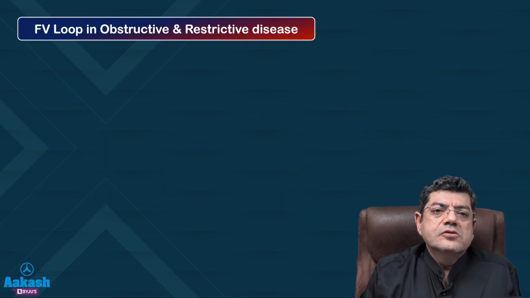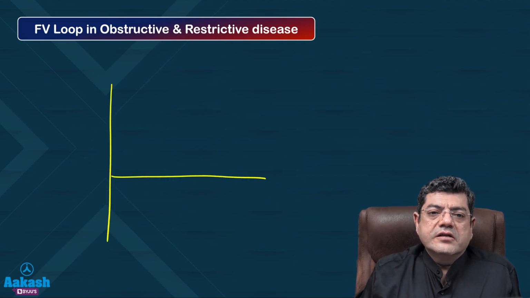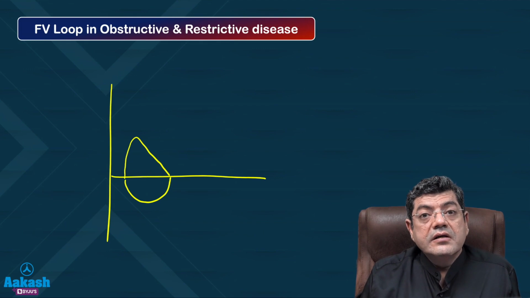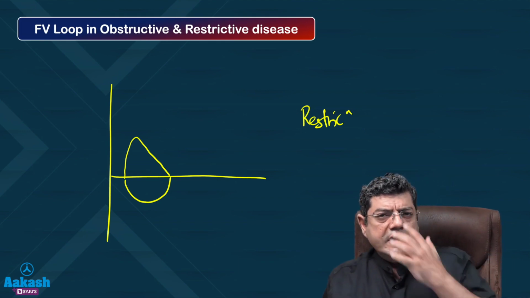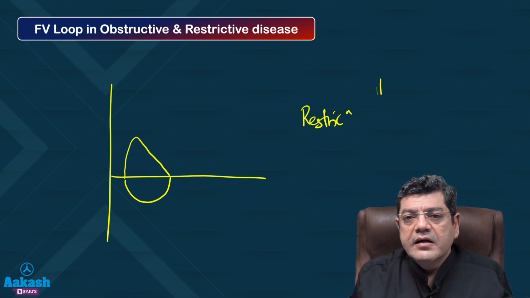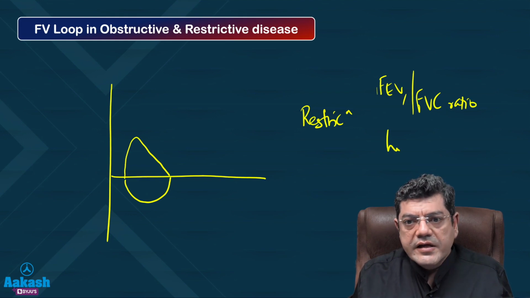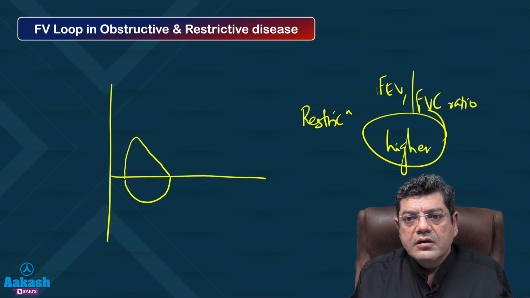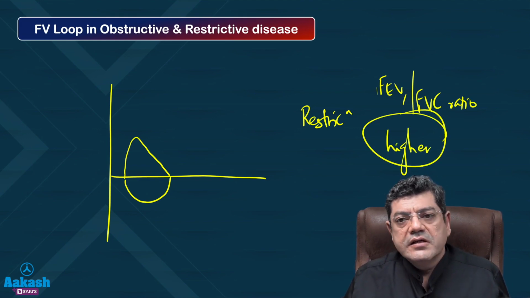What happens to the loop in restrictive disease is that there is more of a problem with inspiration, right? There is a restriction on lung volume. The airways are normal, so I can expire perfectly normally, right? In fact, the FEV1 FVC ratio is higher than normal in restrictive disease.